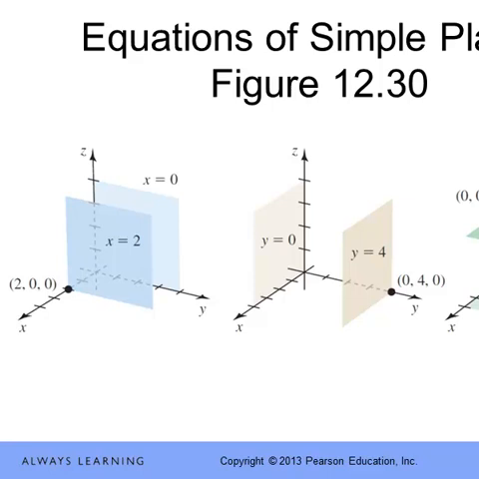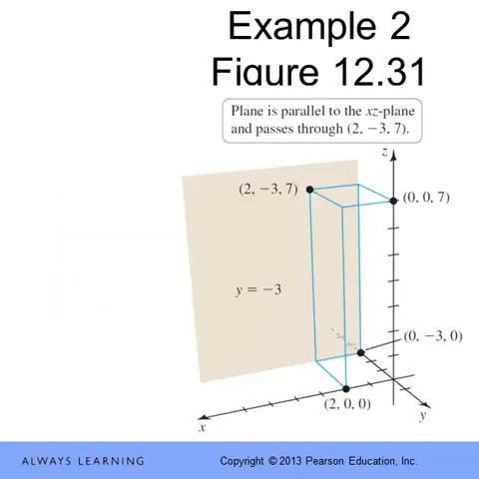And of course, we're going to deal a lot with other sorts of planes that go at any other sort of angle as well. But those are simple planes parallel with coordinate planes. So if I wanted to come up with the equation of a plane that's parallel to the xz plane, that passes through the point 2, -3, 7.